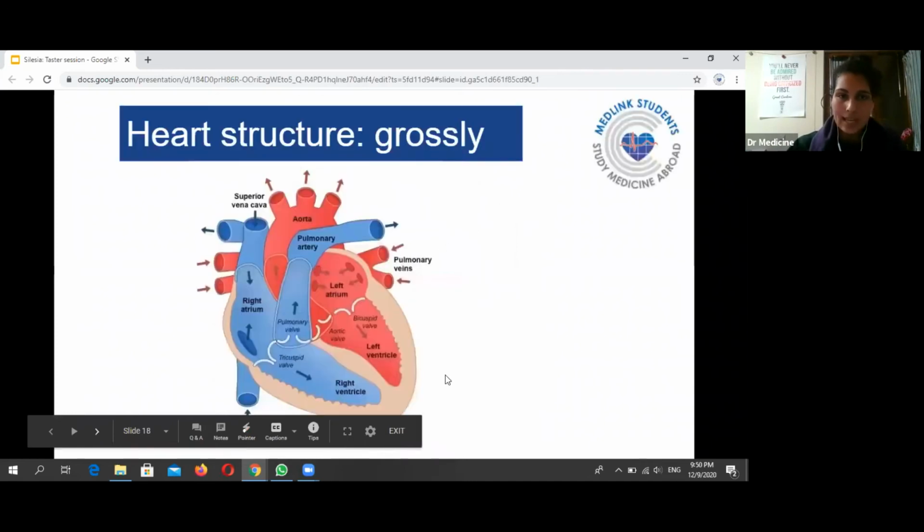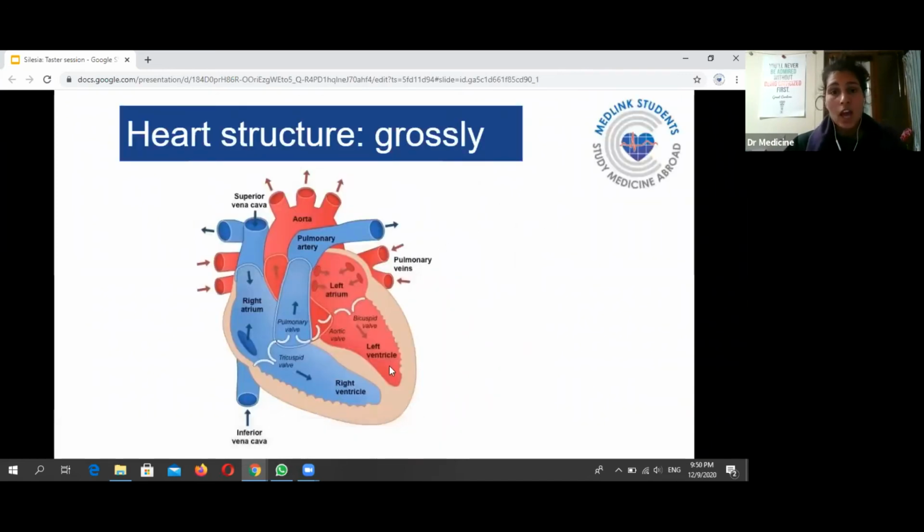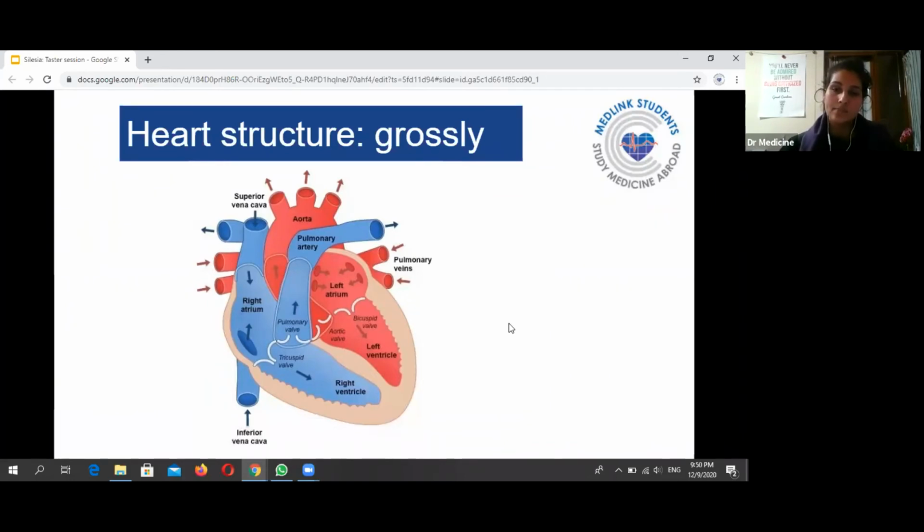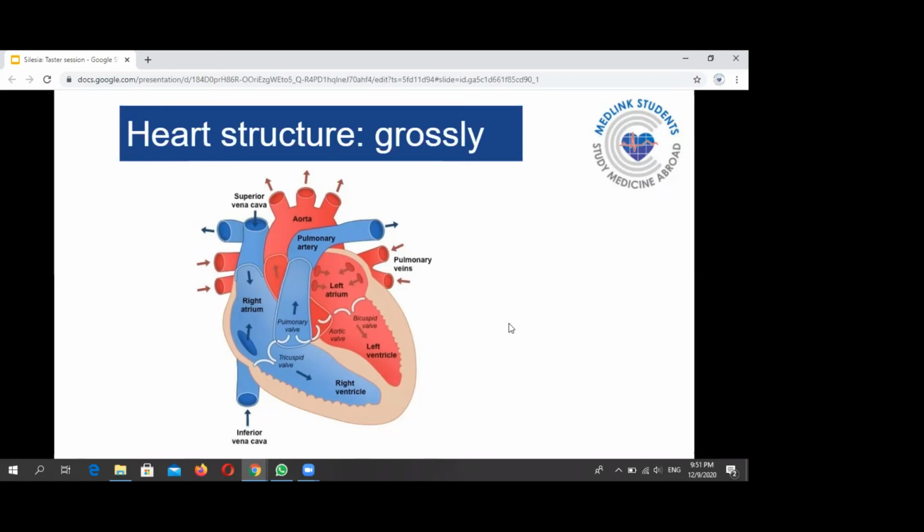It's very important. Okay, so if we look at the heart structure grossly, could someone please tell me what the chambers of the heart are? What are the 4 chambers of the heart? You can feel free to write in the chat, or you can also unmute your microphone. So we have the right atrium, right ventricle, left atrium, and left ventricle, and the 2 valves, the tricuspid and the bicuspid, also called the mitral valve, are there to prevent backflow of the blood.